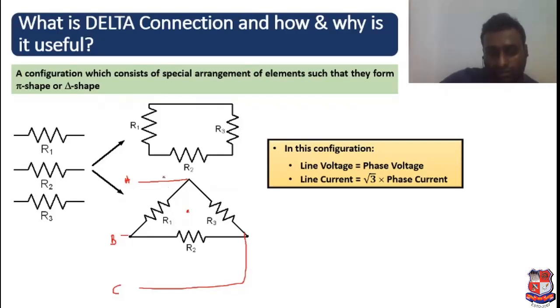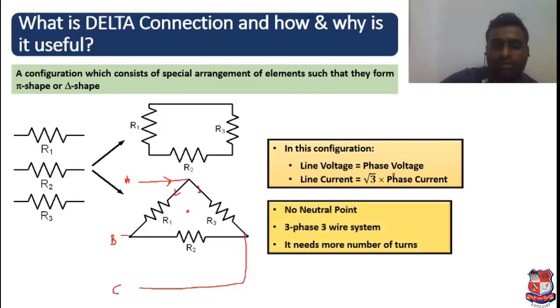But over here, if the line current is flowing over here, then this will get divided. So line current is not equal to phase current. Actually, line current will be root 3 times phase current.